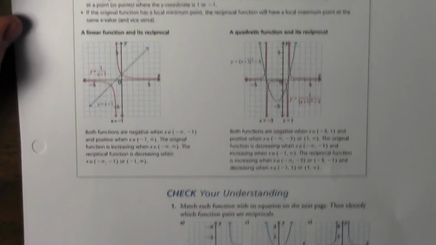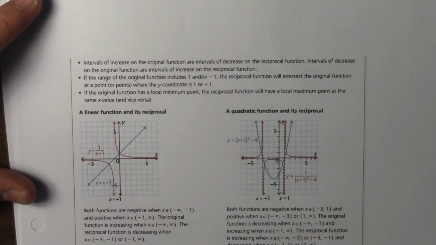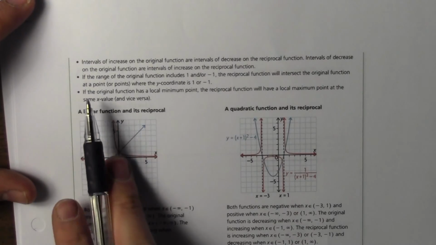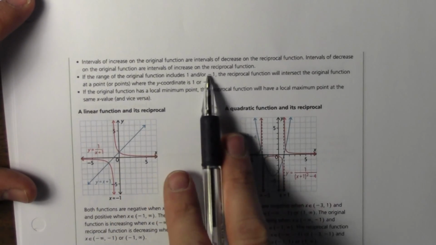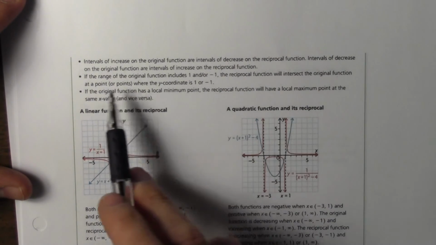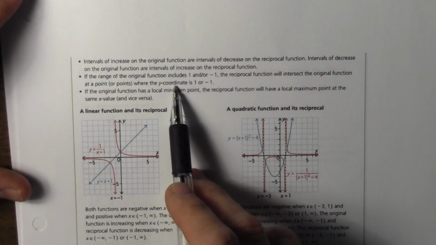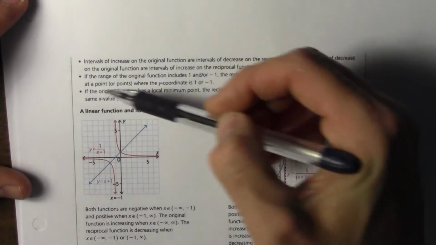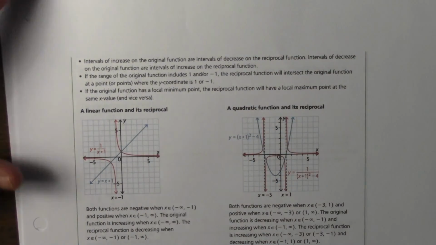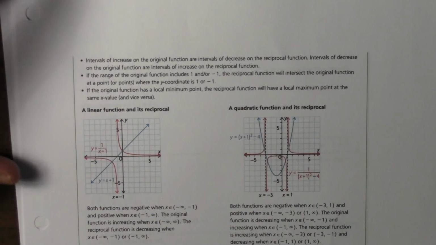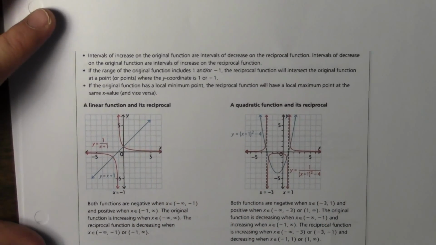Last page. Intervals of increase on the original function are intervals of decrease on the reciprocal function. We've gone over that. If the range of the original function includes 1 and/or negative 1, the reciprocal will intersect the original function at a point where the y-coordinate is 1 or negative 1. It's important that the range must include it. Obviously, if the range doesn't include it, it never hits. If the original function has a local minimum, the reciprocal function has a local maximum. We just talked about that.